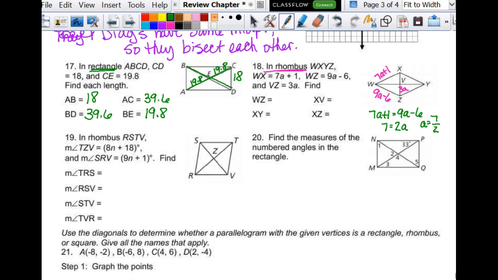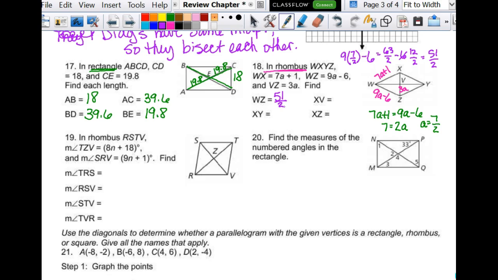Okay. So that's A. So when I'm looking for WZ, it's going to be 9 times 7 over 2 minus 6. So let me find a place to write that down. So I'm going to do 9 times 7 over 2 minus 6. So 9 times 7 is 63, so this is going to give me 63 over 2 minus 6. I need a common denominator, so this is going to be 12 over 2. That gives me 51 over 2. So WZ is 51 over 2.